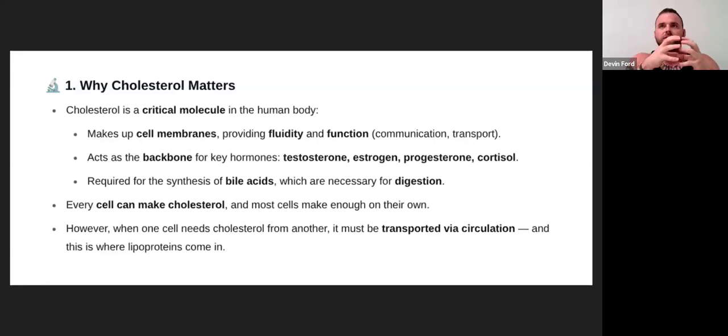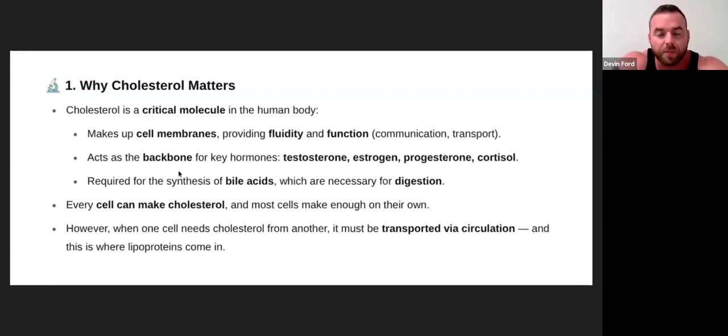So if it's brittle, you don't have a lot of cholesterol. You wouldn't be able to get anything to the cell. They wouldn't be able to communicate. You would die in a second. So it's pretty important. This is what cholesterol does. One of the main things that cholesterol does is make the cell membrane fluid.